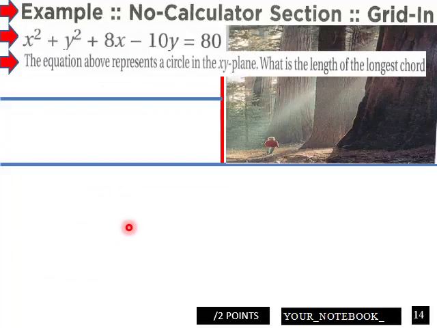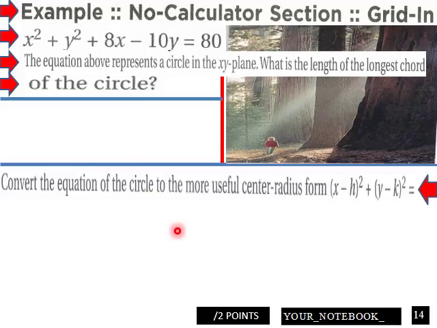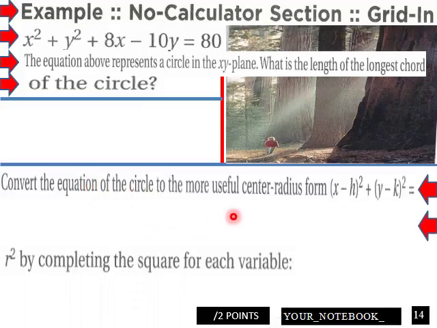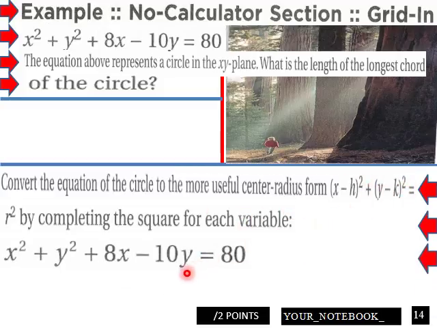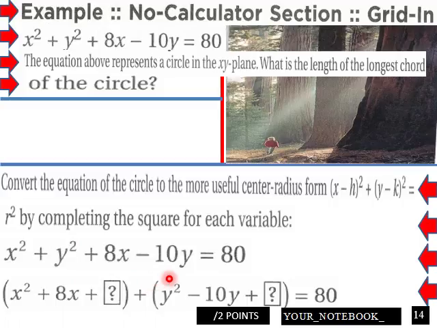Example no calc. We have a quadratic here. The equation above represents a circle in the xy plane. So what is the length of the longest chord of this circle? Convert the equation to a more useful center radius form, which is this here, center radius. So we have x squared plus 8x plus blank, y squared minus 10y plus blank equals 8.